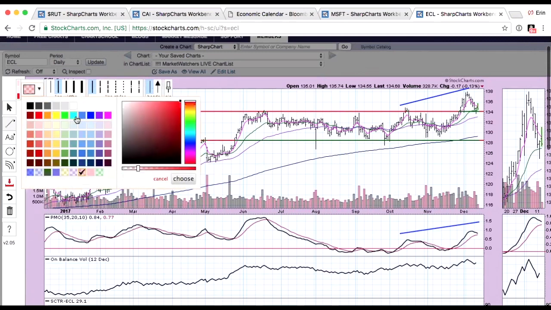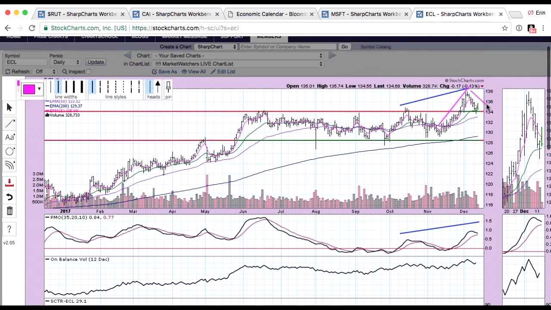And let's pick a color we haven't picked yet. Ooh, pink. There we go. And yeah, there we go with that flag. It's bouncing off that support area. I've got a nicely set up trend model.